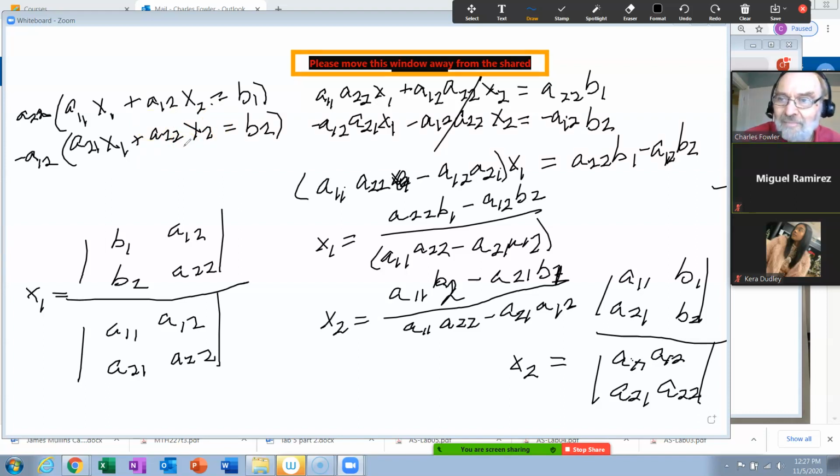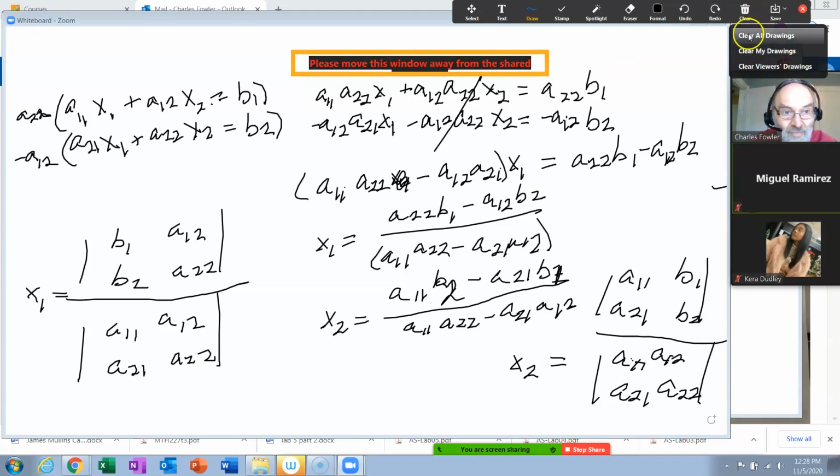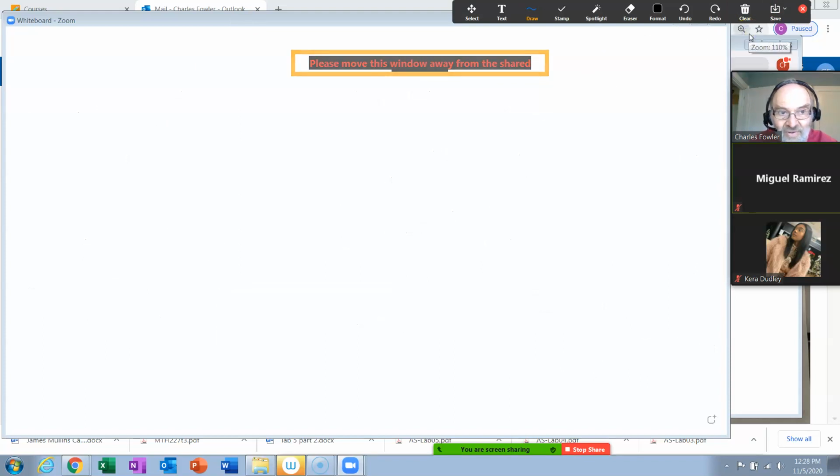Now, is that any easier than Gauss-Jordan elimination? Probably not. However, notice you only take that denominator once and use it for both. The numerator, take that determinant once for each of those, and as long as they're pretty small, it's not too bad to do. So let's do it with numbers. I'm sick and tired of doing these only with letters. Okay, so let's clear that and let's do example 3.